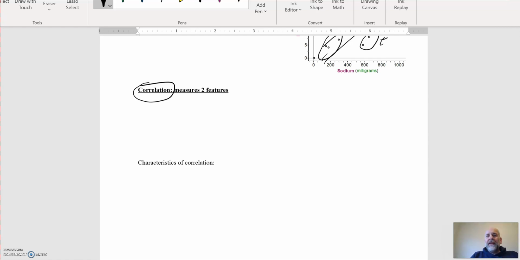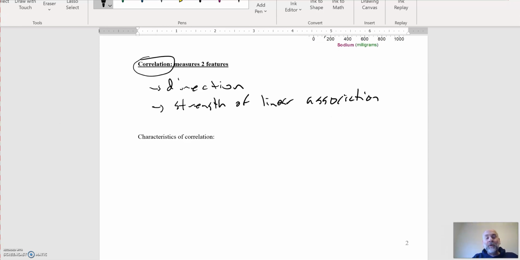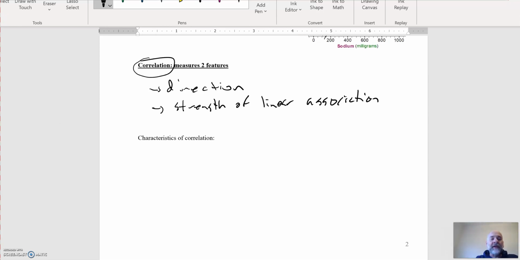It's a number that you calculate, and it measures two things. One is the direction. It's a measurement that tells you about the direction of your scatter plot. And the other thing it measures is the strength of the linear association. So, some things to know about correlation. It's a number that you'll calculate, and pretty much the calculator will do the calculating because it is kind of a long process. One thing is it has to be some number between -1 and 1.